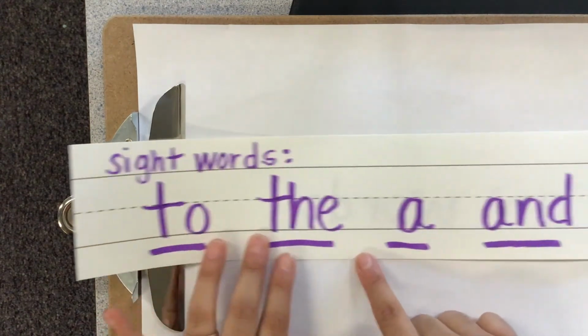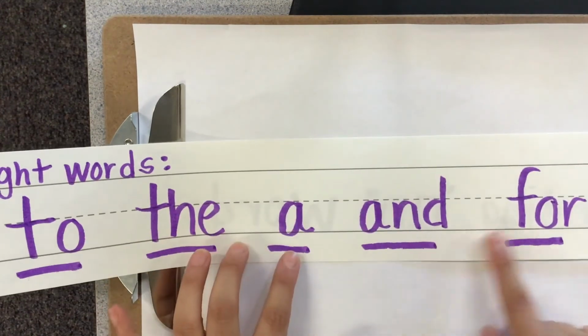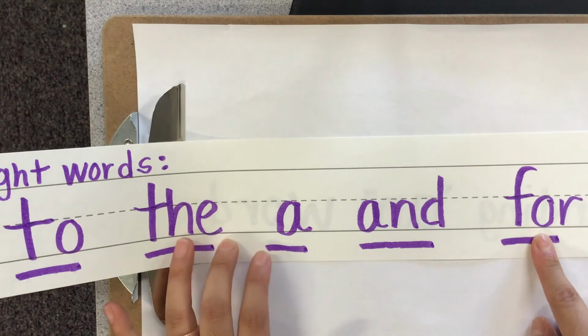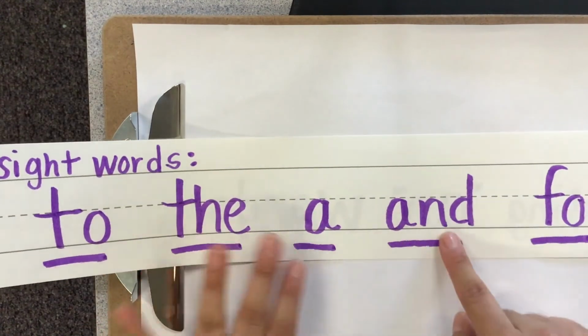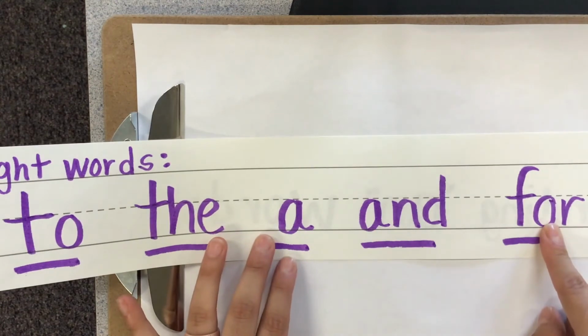Now let's go back and let's read the words really fast. To. The. A. And. For. One more time. To. The. A. And. For.